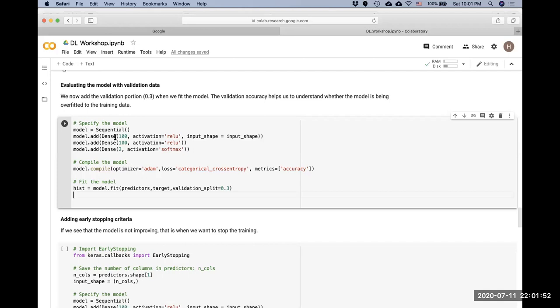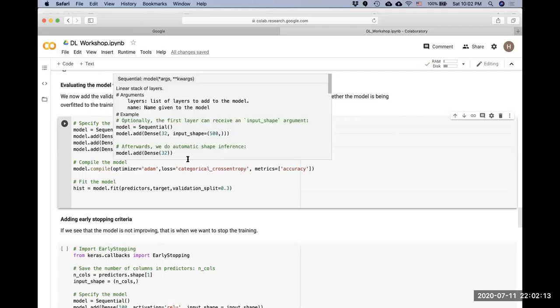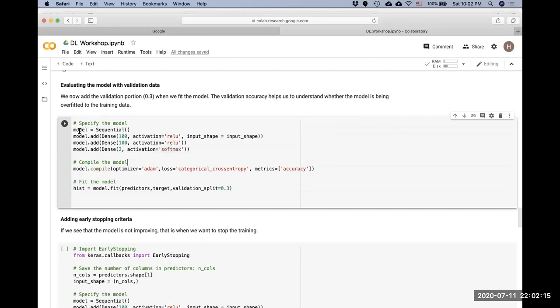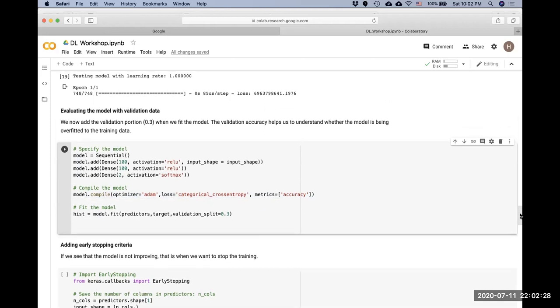So for now, let's say that we are creating this sequential model. I'm adding a layer with 100 units with ReLU activation, and the second layer with 100 units again with ReLU activation, and an output layer with 2 units and a softmax activation. Okay, so this is my model. I compile the model. Up to this point is just what we did previously.